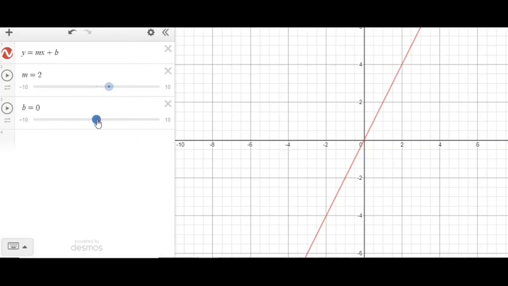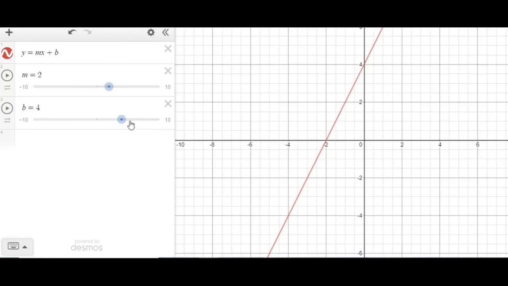Now I will change the value of b. As I change the value of b, the y-intercept is also changing. Now b is equal to 4. The y-intercept of the curve or the line is 4 here. So the constant term in a polynomial indicates the y-intercept of the curve.